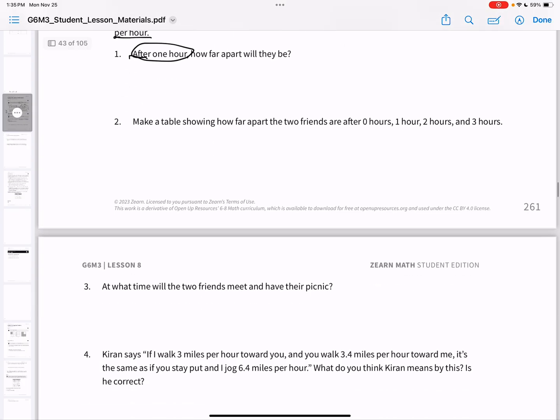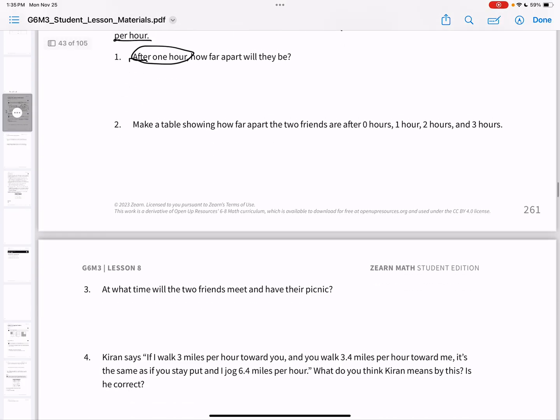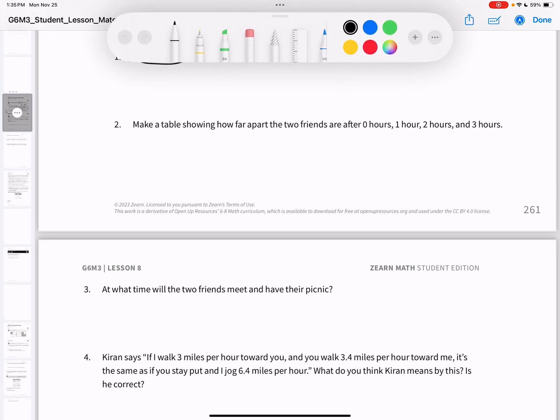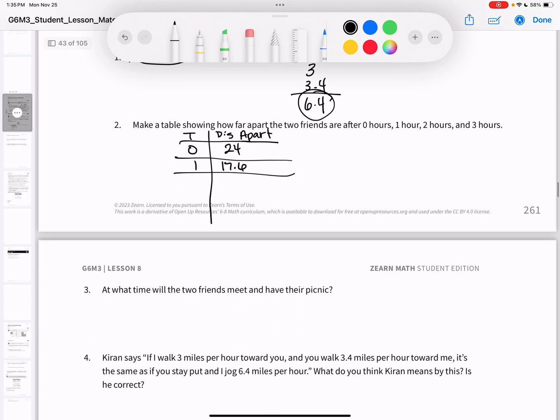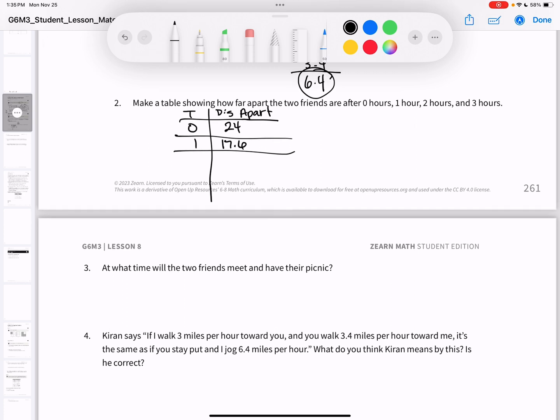Okay, so I'm going to go again. So we have time, and we have distance apart. So at 0, they still have 24 miles to walk. At 1, we know they went 17.6. Even though it erased on me, you can go back and look at that. They went 17.6 because one is walking 3 and one is walking 3.4. When we add those together, it's 6.4. That's how much they combined total can go in an hour. So we're doing 24 minus 6.4.